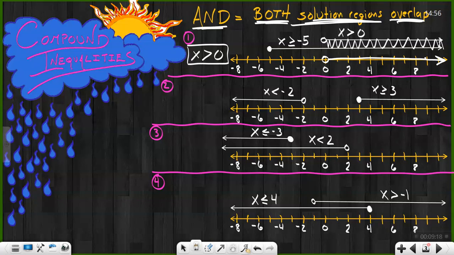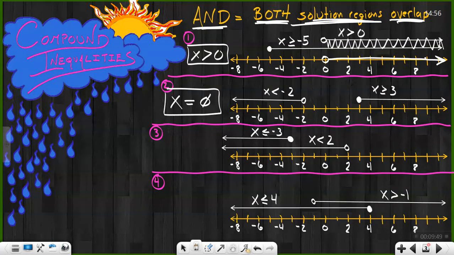Let's take a look at number 2. Again, I'm looking for the overlapping region. Are there any overlapping regions in this one? Well, no. We go less than -2 or greater than or equal to 3. They're going in opposite directions and they never overlap. You can't find any real number that is both less than -2 and greater than or equal to 3 at the same time. There is no overlap. There is no point that makes this compound inequality true. Therefore, no solution. We use x equals null.